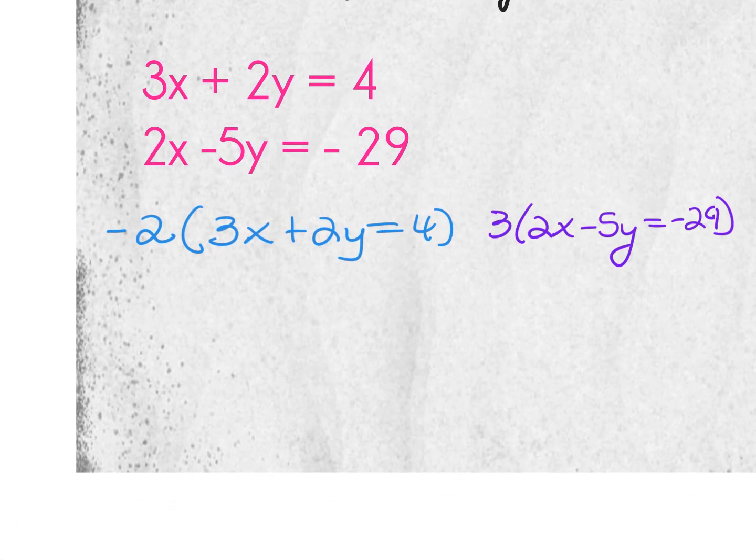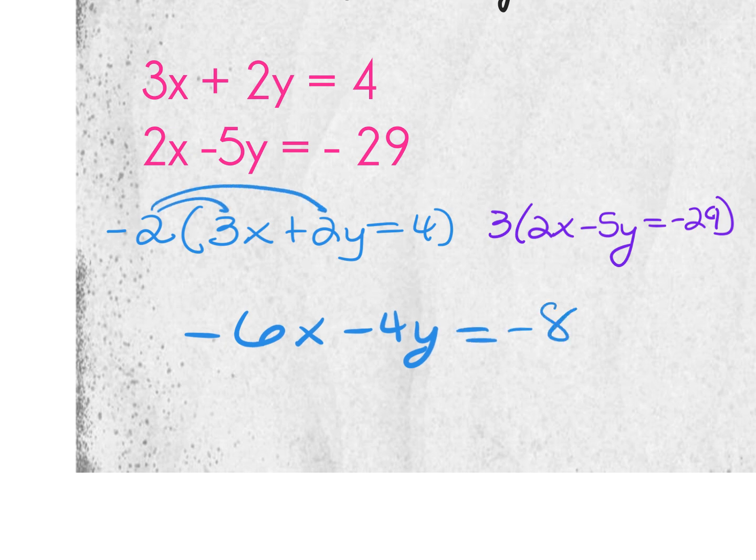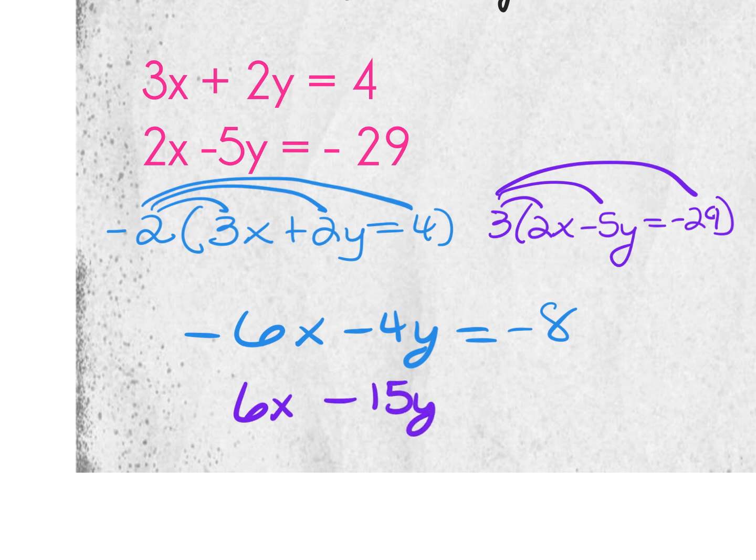So let's distribute. I get negative 6x, negative 4y, and negative 8. So that's what happened when I distributed negative 2 to the first equation. Now I'm going to distribute positive 3 to the bottom equation, and I'm going to write it right underneath so everything's lined up. So 3 times 2x is 6x, 3 times negative 5y is negative 15y, and then 3 times negative 29 is negative 87.